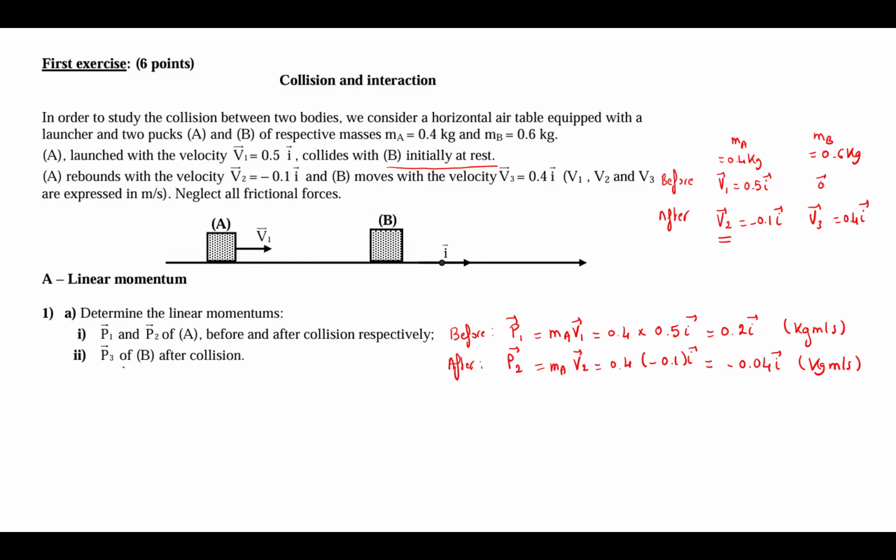Now, find P3 of B, but this time after collision. So the system now is B, so this is system B, and I want it after the collision. So I'll write here P3 equals MB times V3. So the mass is 0.6, the velocity is 0.4 I, so we'll get as answer 0.24 I. So this is how we get the answers before and after. This is for the system A, but this is after for the system B, because before it is 0.